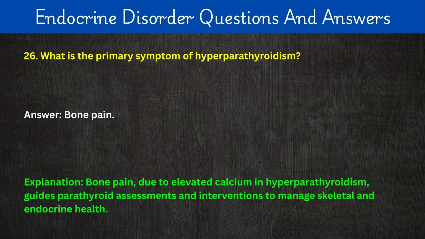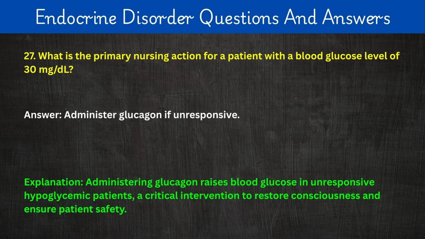26. What is the primary symptom of hyperparathyroidism? Answer: bone pain. Explanation: bone pain, due to elevated calcium in hyperparathyroidism, guides parathyroid assessments and interventions to manage skeletal and endocrine health.